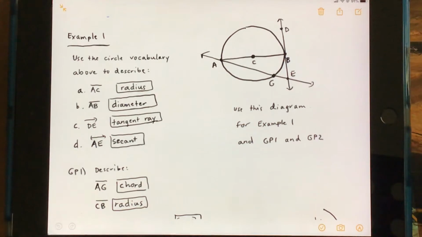For guided practice 1, we're going to notice that line segment AG is a chord. Notice that's a line segment, not a line. If we are talking about line AG, of course, then it becomes a secant, not a chord. And then finally, for the last part of guided practice 1, line segment CB is also a radius.